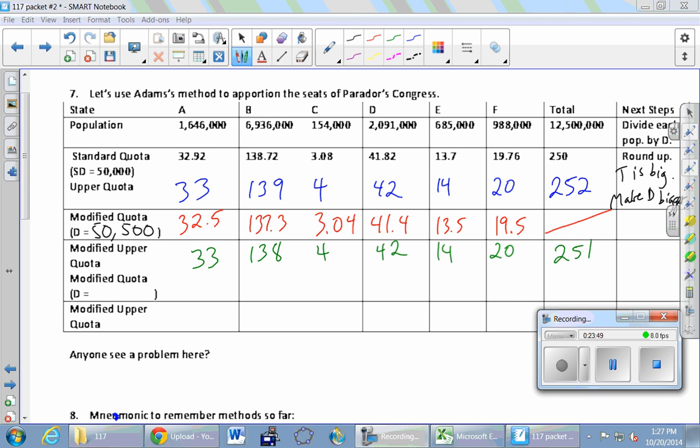Is T, this total, too big or too small? T is big, so we make D what? Bigger. So any votes? Who's got it? Want to try going up 1,000? So what are we doing? 51,000. Yeah, we were close. Yep. So 51,000. Lots of arithmetic here.